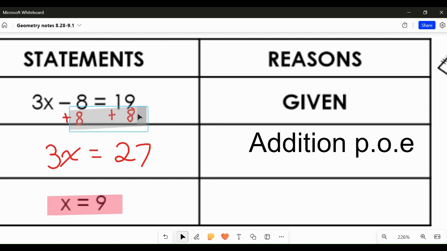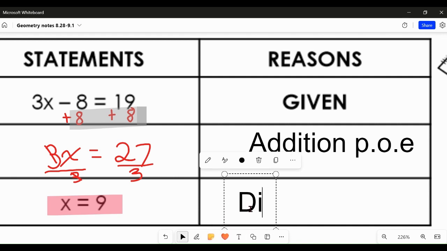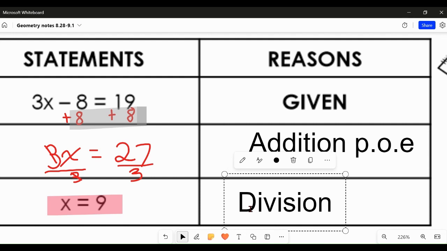Now, we're going from 3x equals 27 on the second line to x equals 9 on the last one. So what changed on here? We no longer have this 3. How did we get rid of the 3? This is the same thing we've done with division in our problems for the last couple of days. This is us dividing. So we had to divide both sides by 3, and that's how we go from 27 down to 9. So since we divided, that is the division property of equality.